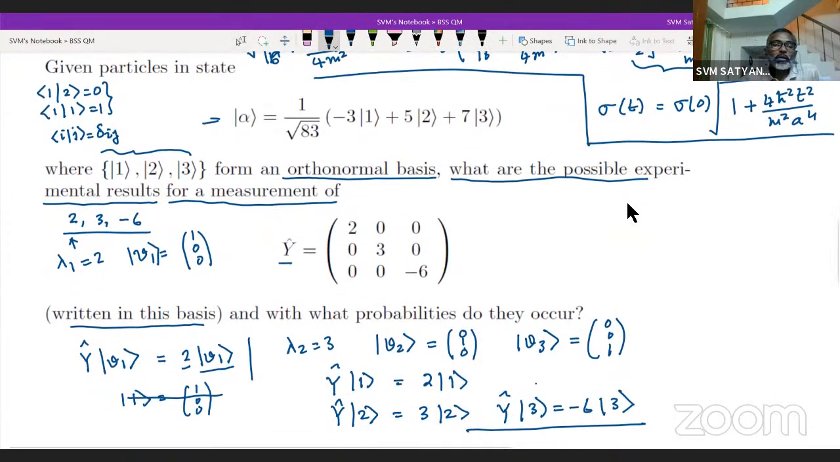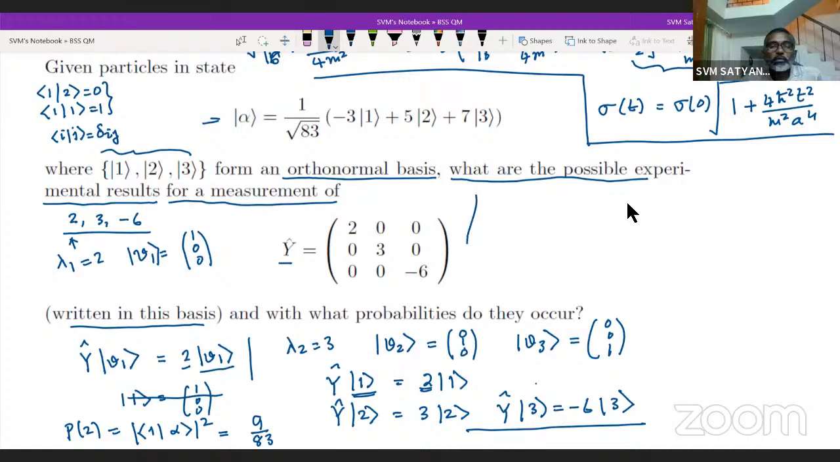So look at these coefficients. This is the state. So what is the probability to get 2? This you will get by taking |1, alpha|^2, right? Because |1> is the eigenstate corresponding to eigenvalue 2. So I have to take this. That means this is the coefficient of |1>. That means minus 3. That is 9 by 83. That is the probability.